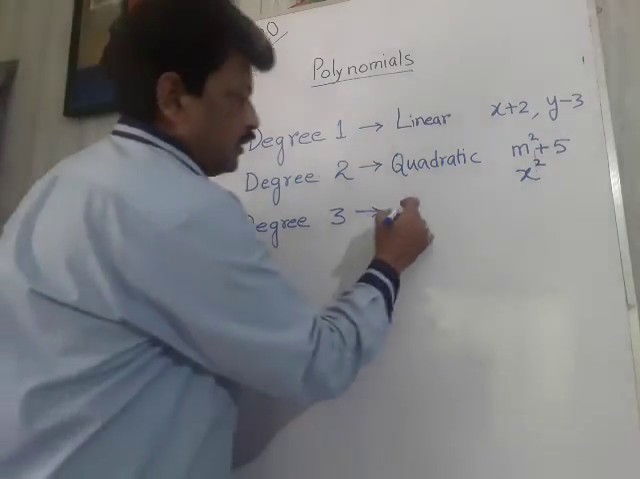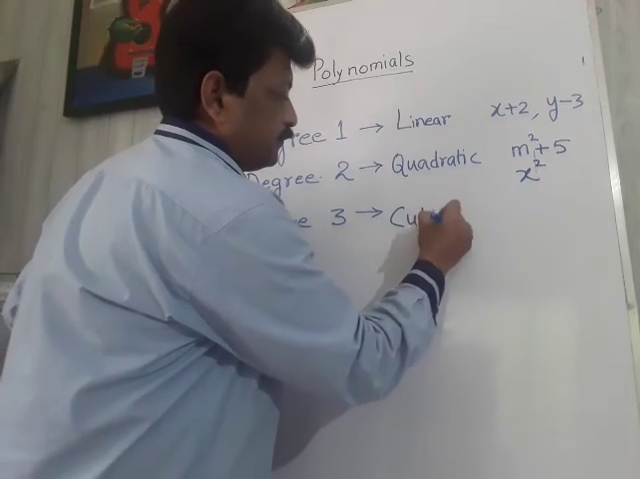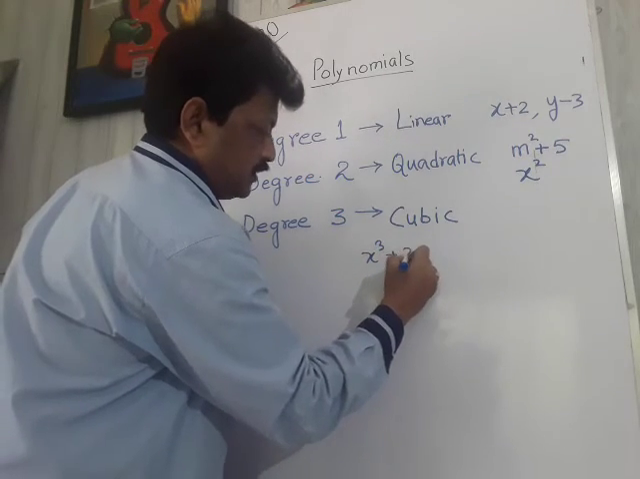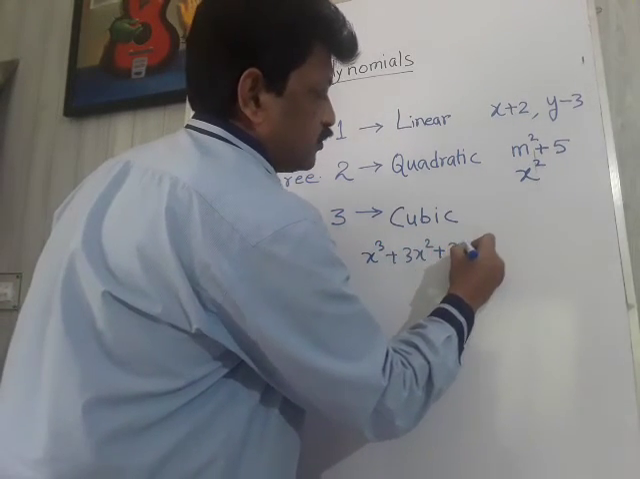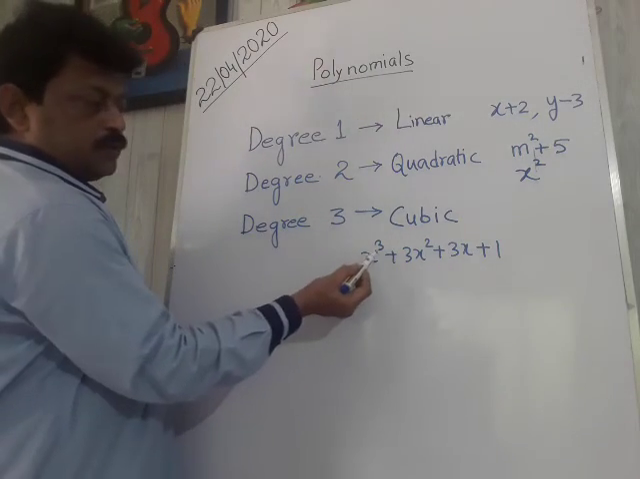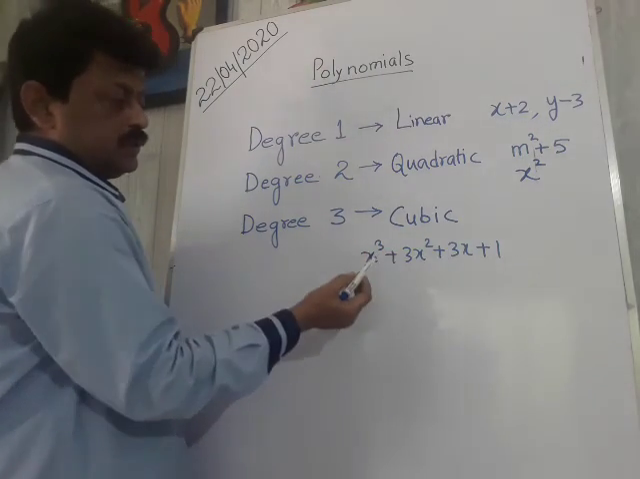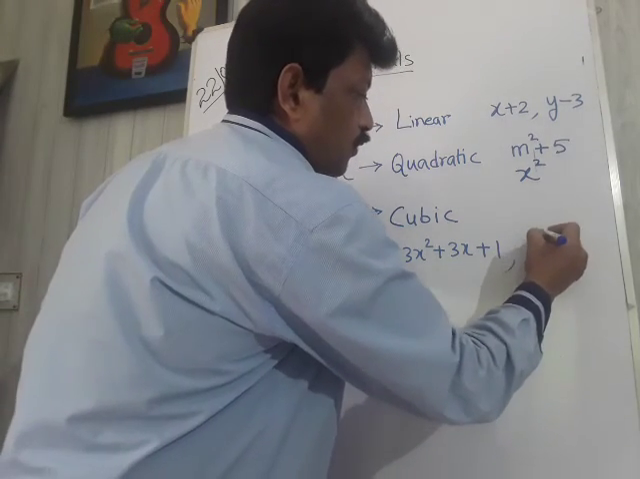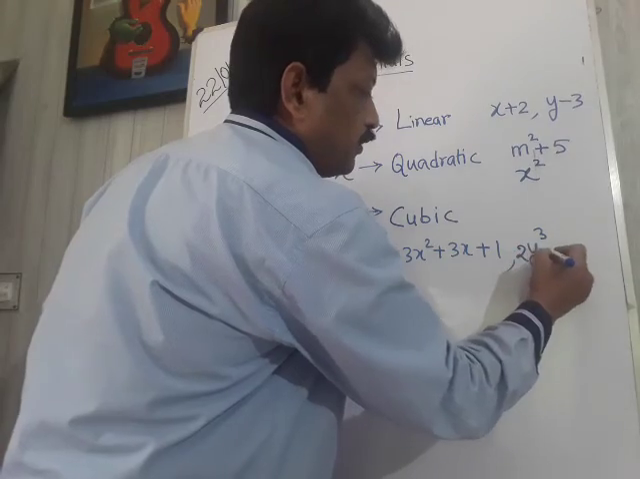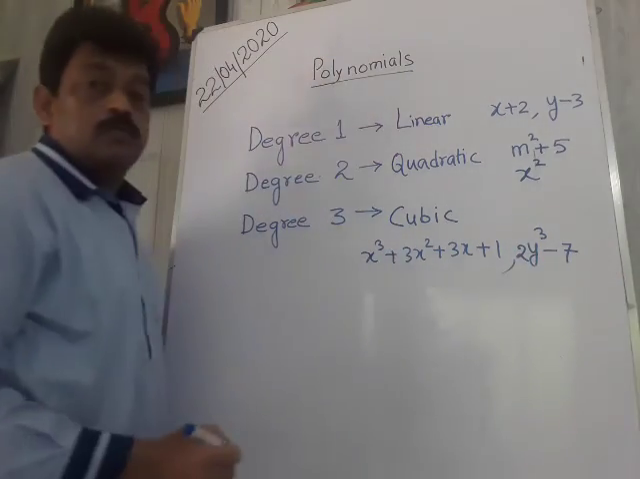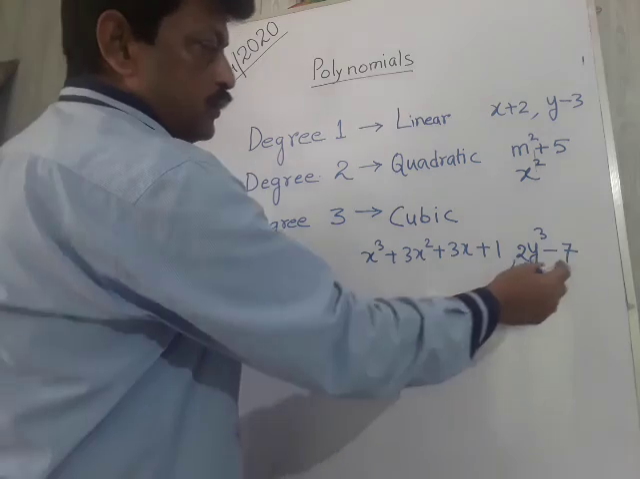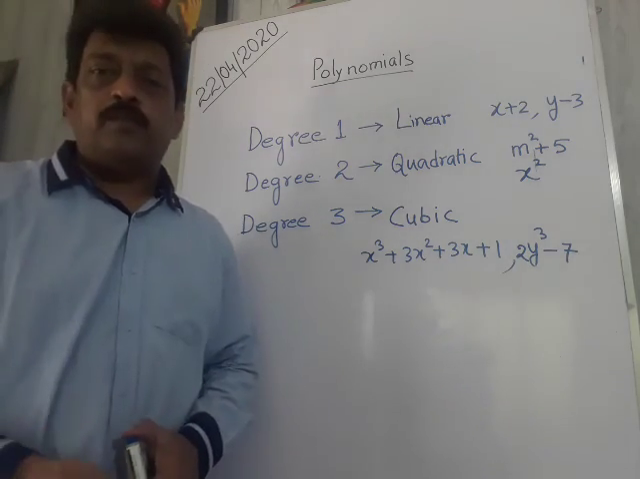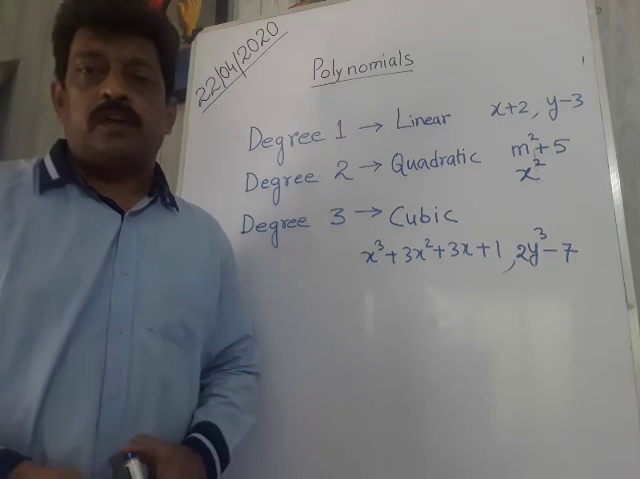If the degree is 3, it is known as a cubic polynomial, like x cube plus 3x square plus 3x plus 1. So here the degree of the polynomial is 3, so it is cubic. Or I can write 2y cube minus 7. This is also a polynomial of degree 3, so it is known as a cubic polynomial. So these are the different ways of classifying polynomials, according to the number of terms and according to the degree.